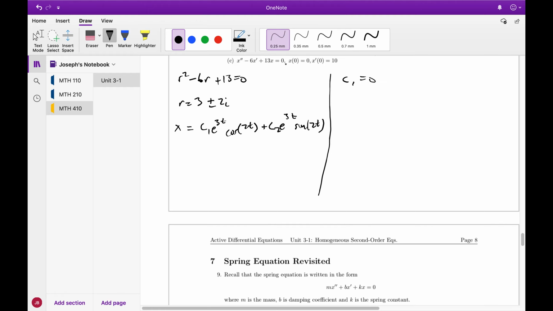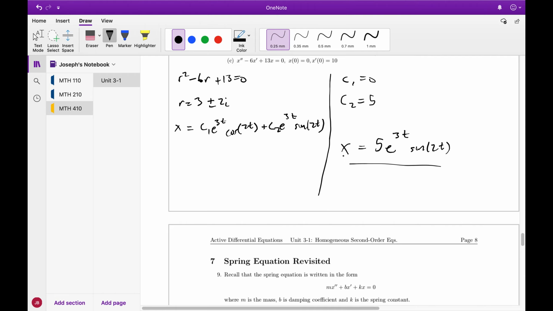You would do that by first finding x prime and then using the initial data here. c1 is going to be 0 and c2 is going to be 5. And so what that leaves us is just x equals, well, 0 multiplied here. We'll just erase all of that. And so you just get 5 e to the 3t sine 2t.